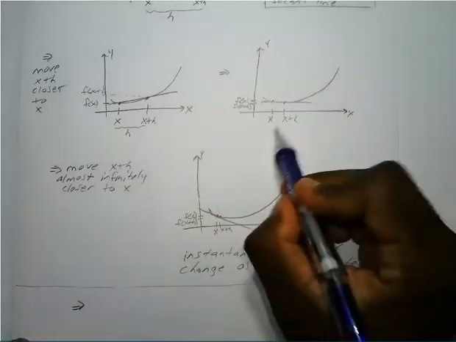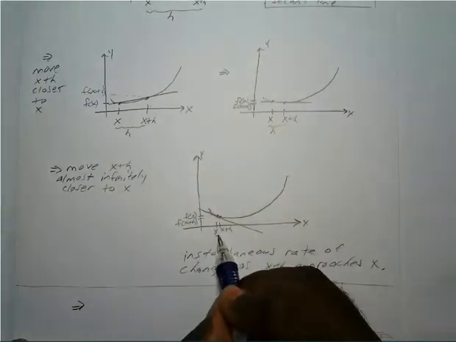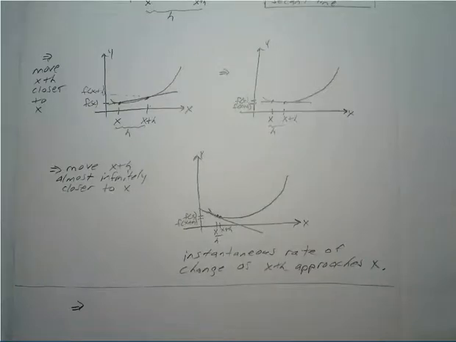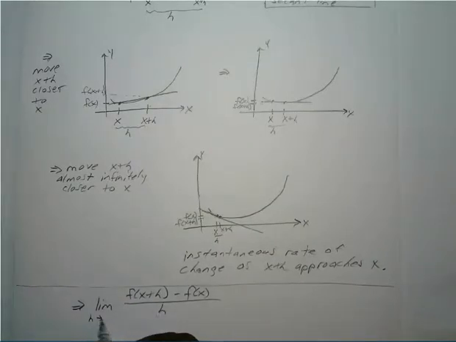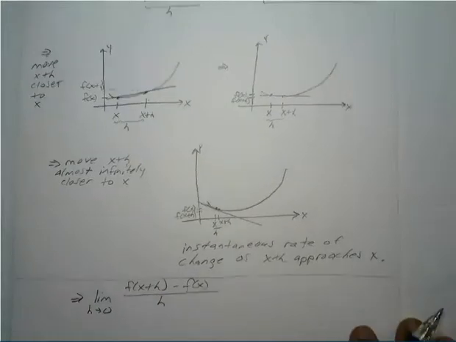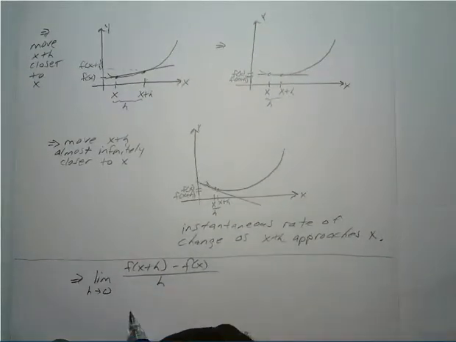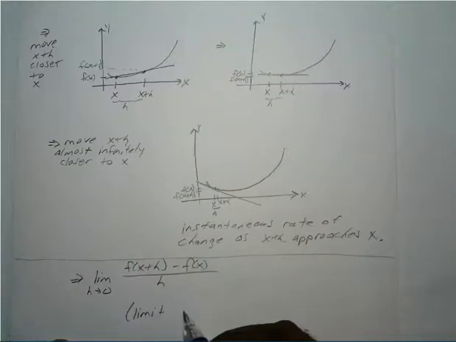You can see here, h is getting smaller and smaller, the difference between those two. In other words, h is getting really close to 0. If it's getting infinitely smaller, it's not going to equal 0, but it's getting closer and closer and closer to 0. So we have the limit of f of x plus h minus f of x all over h as h approaches 0. And this is your limit definition of a derivative.